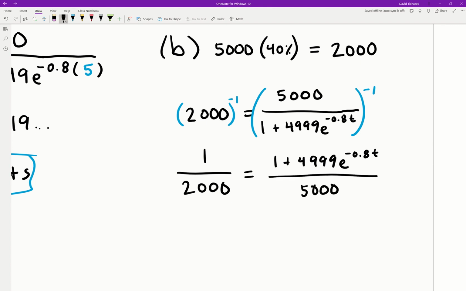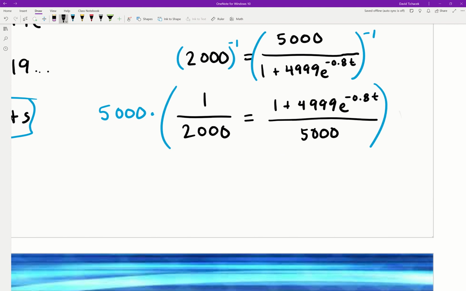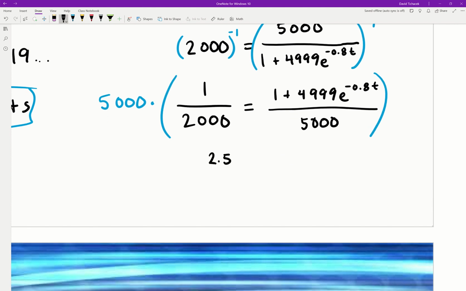Okay, and now because t is in the numerator, it's going to be more easily solved for. We could simply multiply everything by 5,000 to get that 5,000 out of the denominator on the right-hand side, which means on the left-hand side we're simply taking 5,000 divided by 2,000, and that's going to give us about 2.5. And that's going to be equal to 1 plus 4,999 times Euler's number to the power of 0.8t.